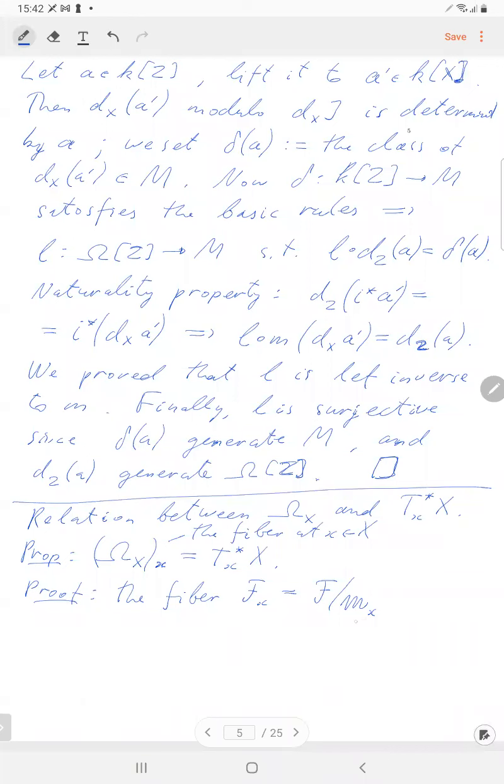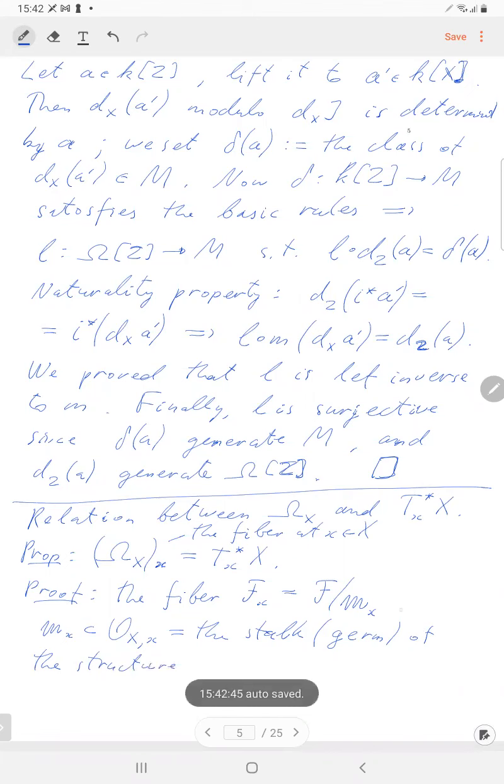m_x is just the maximal ideal. You take the localization of the structure sheaf at this point. So this is the stalk, or sometimes they say germ, of the structure sheaf. Do you mean F modulo m_x times F? Oh yes, that's understood. Yes, of the structure sheaf O at x.